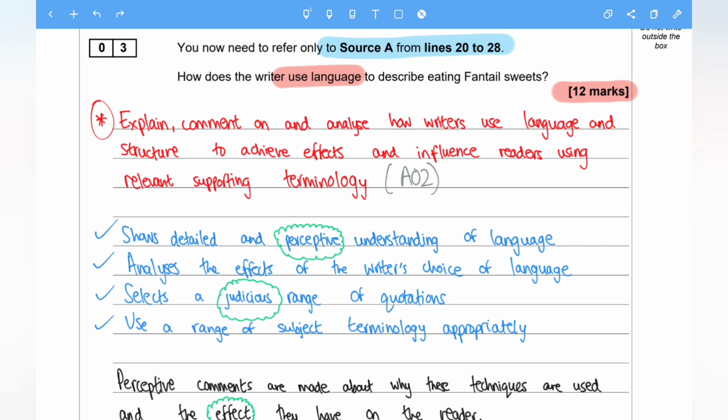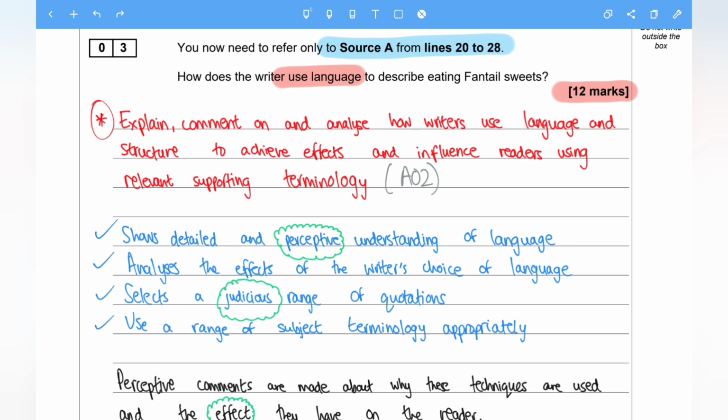Today we are looking at English language paper 2, question 3 for the AQA exam board. So question 3 reads the following. You now need to refer only to source A from lines 20 to 28. How does the writer use language to describe eating fantail sweets? And it's 12 marks. So this is an example question.